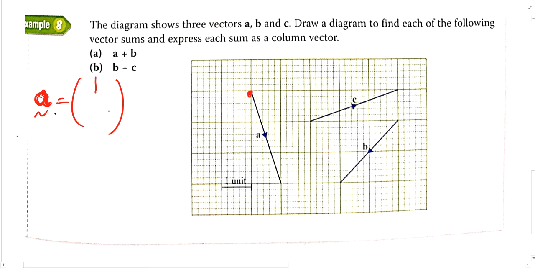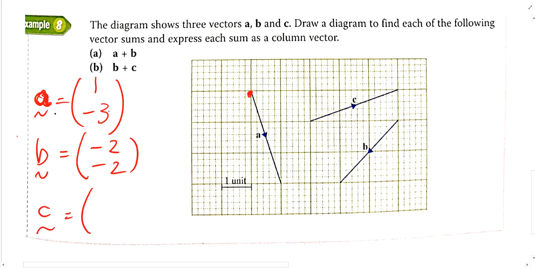So this will be 1. And then how many units downwards? Negative 3. Okay, very good. What about B? What is the column vector for B? Negative 2 and negative 2. Okay, what about for C? Negative 3 and 1. Okay, very good. Then A plus B, vector A plus B.